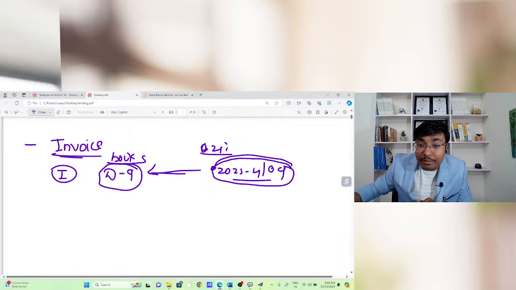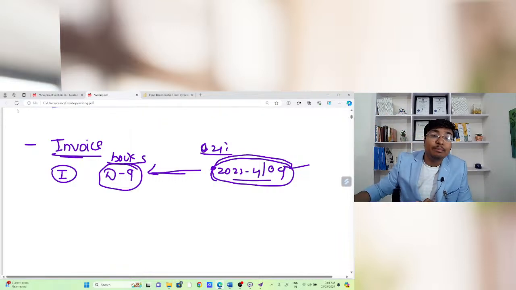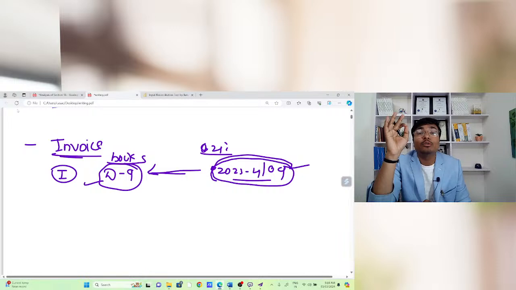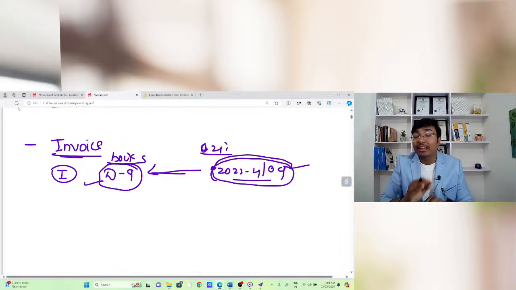Whatever will be the invoice number which is there on the GSTN 2B common portal, the same invoice number should be there in your books of accounts. There should not be any type of mismatch. That is the thing we need to convey to our taxpayer.